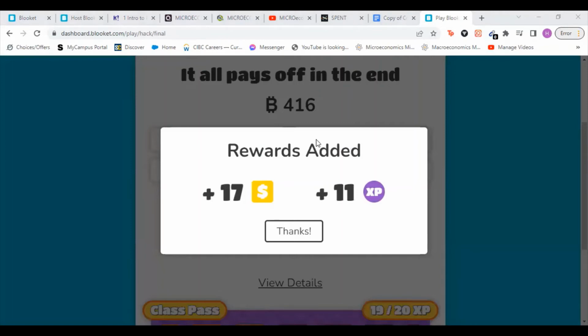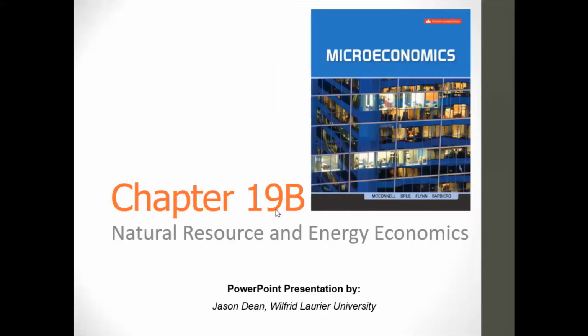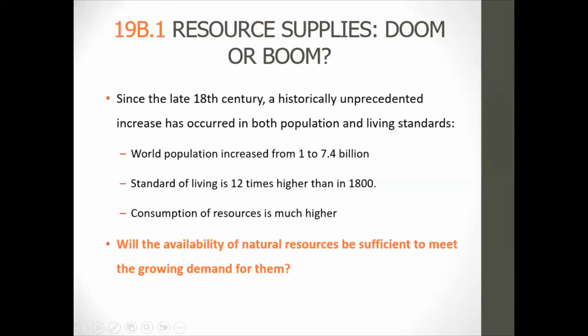So yeah, I'll bring up this PowerPoint here. Natural resource and energy economics. Since the late 18th century, there's been an increase in population from 1 billion to 7.4 billion. Our standard of living is 12 times higher than in 1800, and we're consuming more resources now.